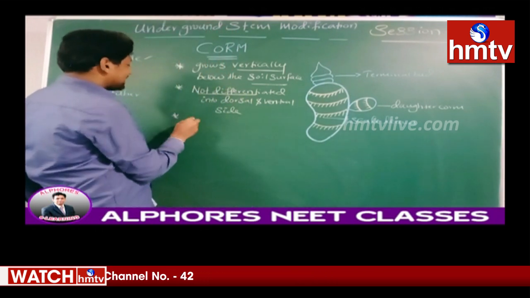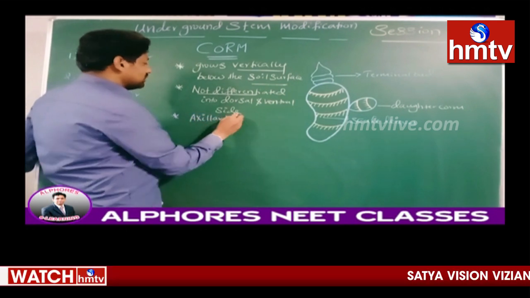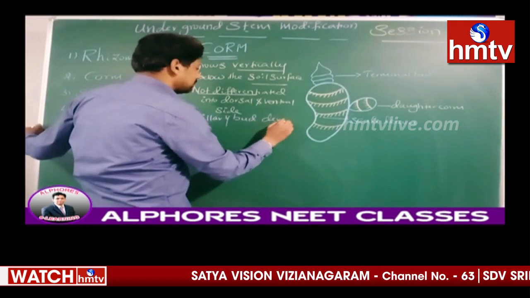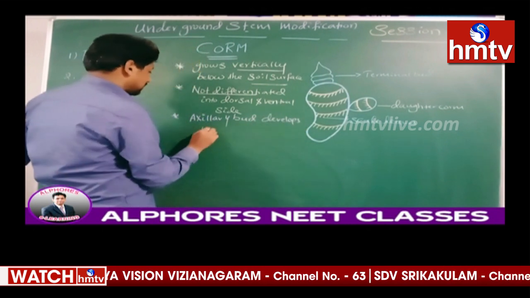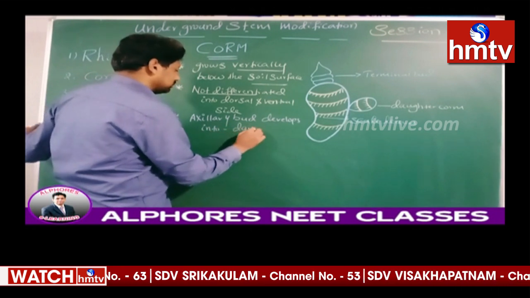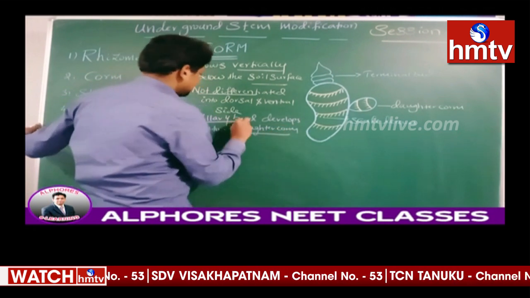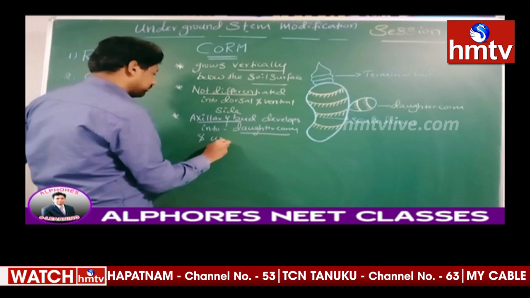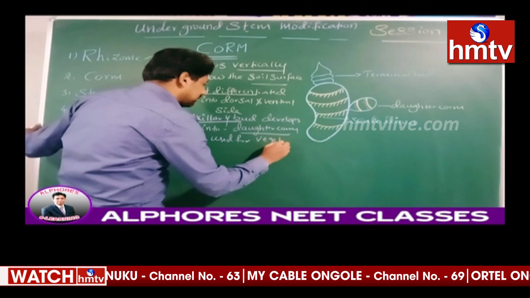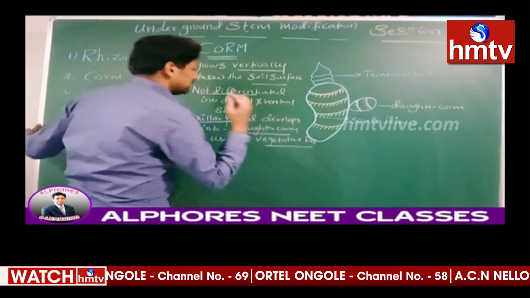Therefore, axillary bud develops into daughter corm, and is used for vegetative reproduction.